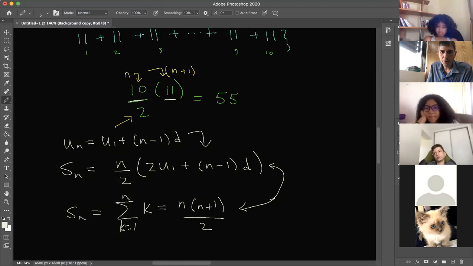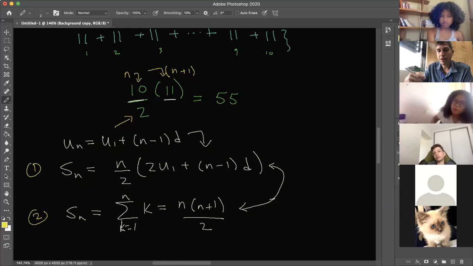Okay, and sometimes this first formula, they don't really have names. Sometimes this formula is the easiest formula to use to find the sum of a finite number of terms. Sometimes this formula is the easier formula to use to find the sum of a finite number of terms, okay? So with that said, oh yeah, Jennifer, go ahead.